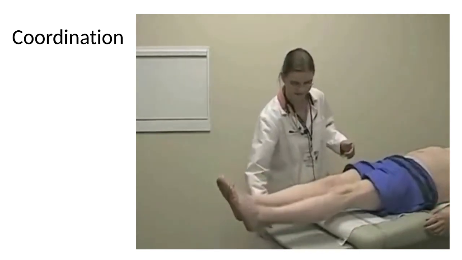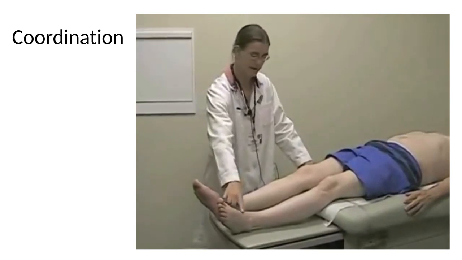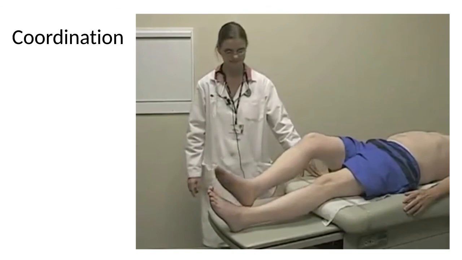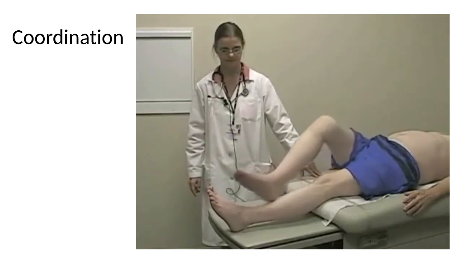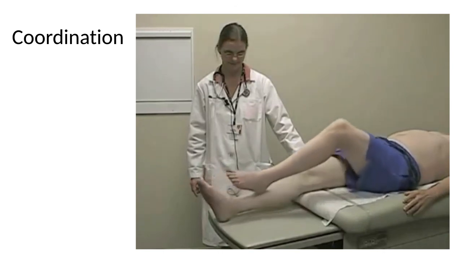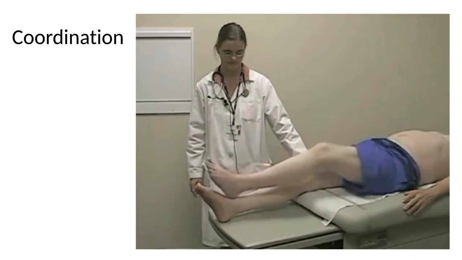I'll have you lie down. In the leg, we'll test coordination by having the patient run his heel up his shin to his knee and back down as accurately as he can. And now the other side. Good. Excellent. And that's really the main test required in the upper limb and the lower limb for coordination.